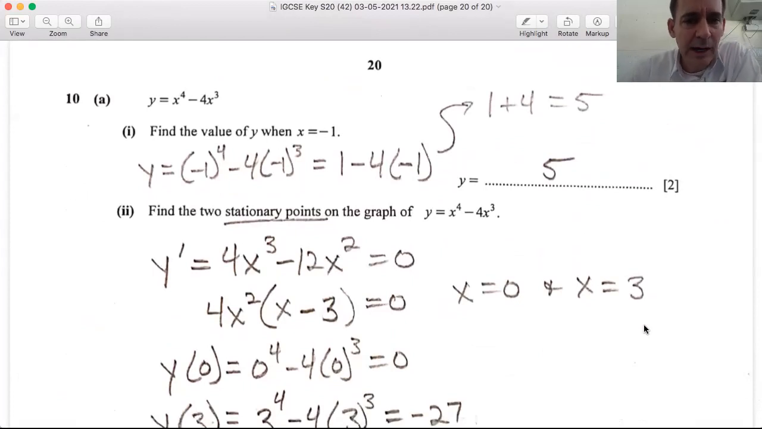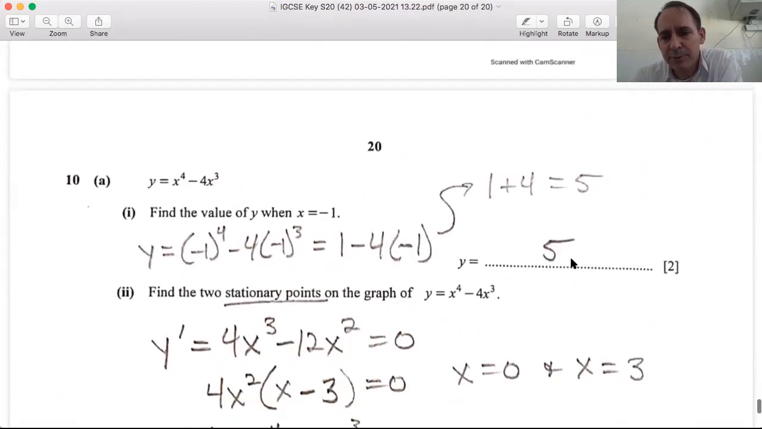Number 10a, y equals x to the 4th minus 4x cubed. Find the value of y when x equals -1. So just plug in -1. -1 to the 4th power is +1. -1 cubed is still -1, times the -4 becomes +4. 1 plus 4 is 5.